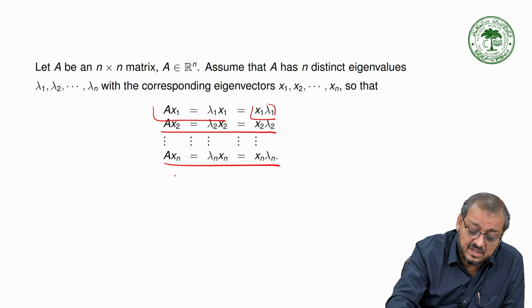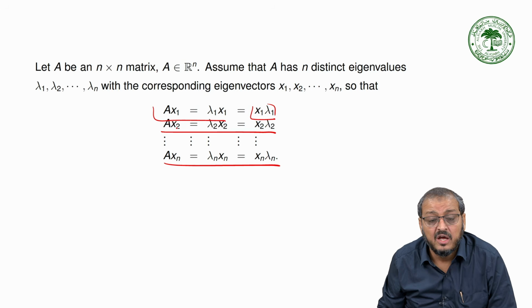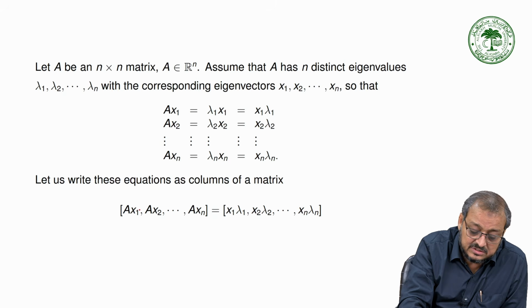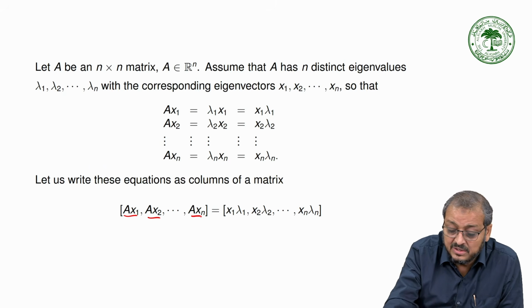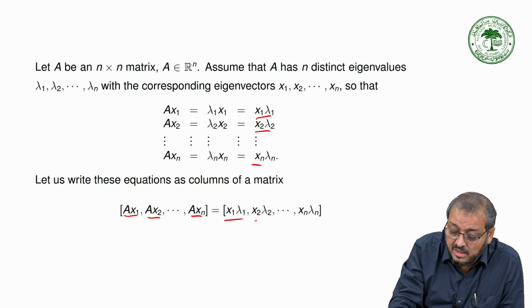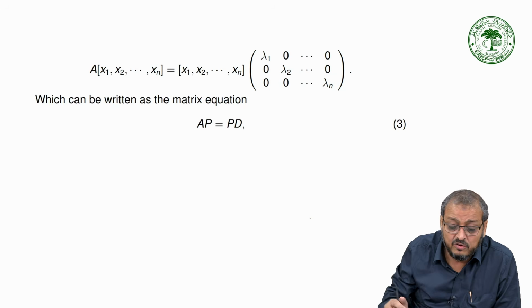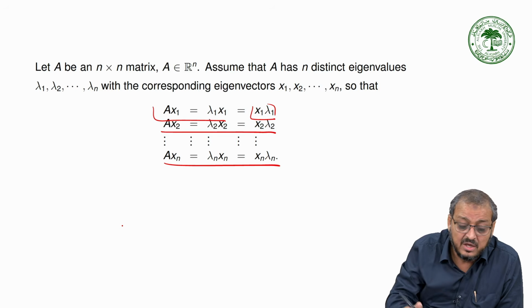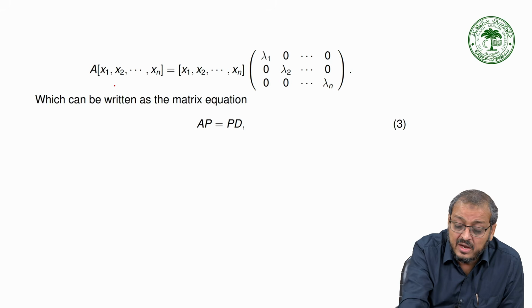Now you can see that x1, x2, ..., xn are the eigenvectors, so we can write them as the columns of a matrix. This is the first column of the matrix, this is the second column, this is the third column, and similarly these are the column vectors of a matrix. Now if we take A out, A multiplies the matrix, and we can write A of x1, x2, ..., xn, and here it becomes this.